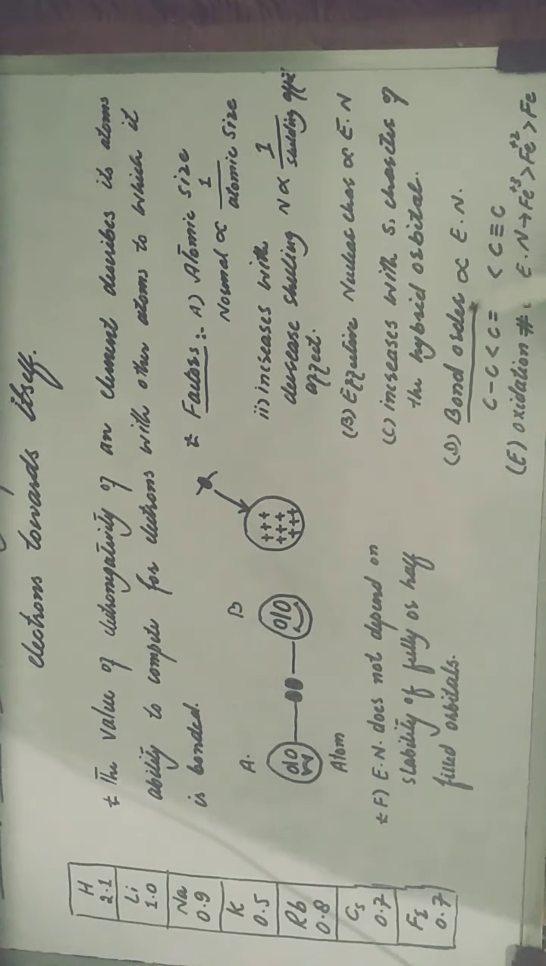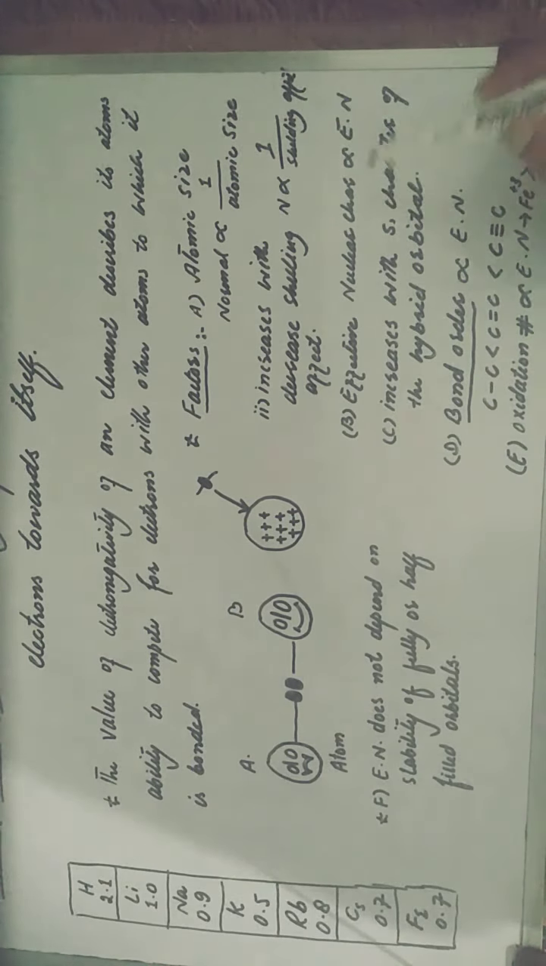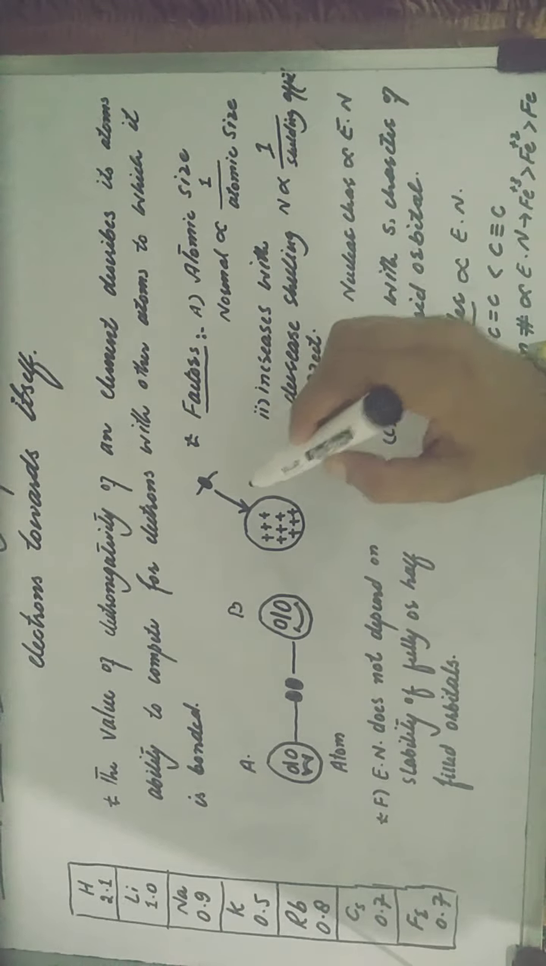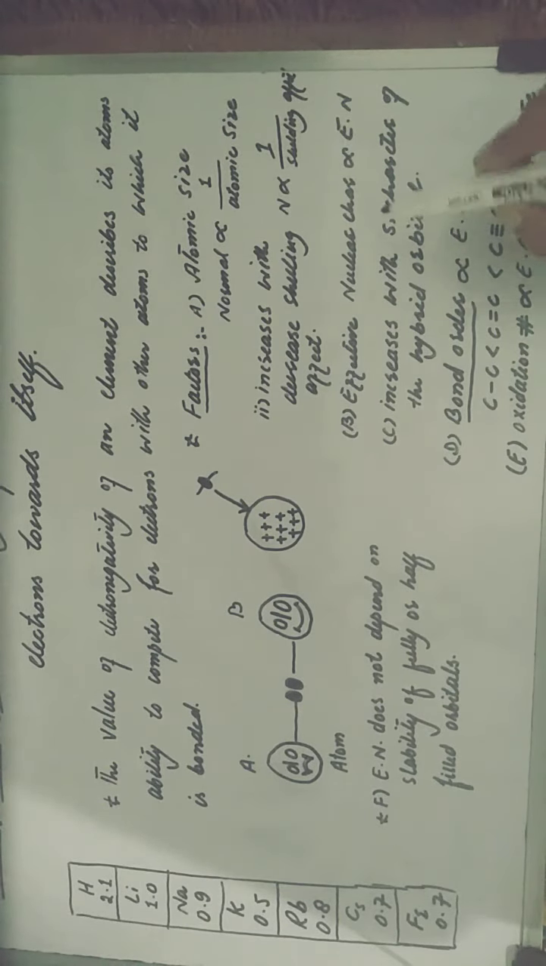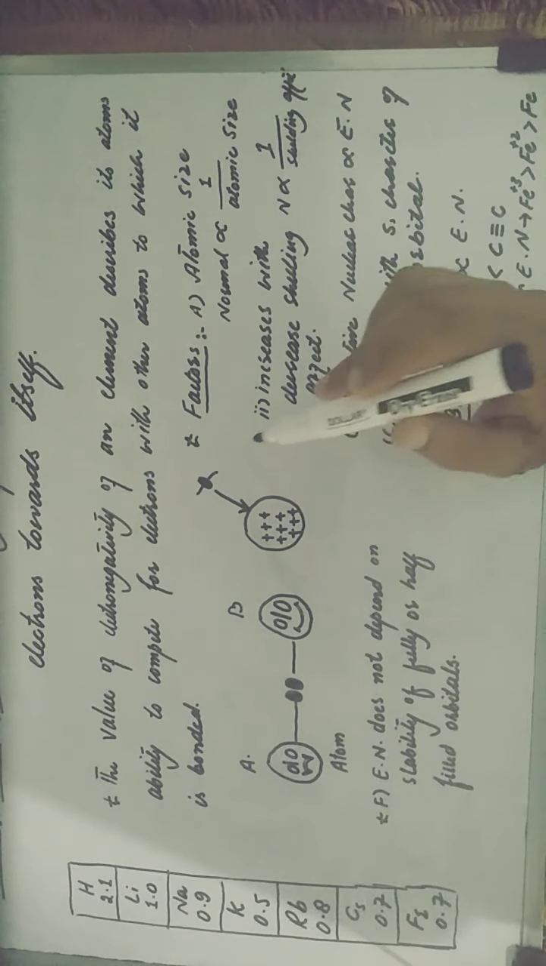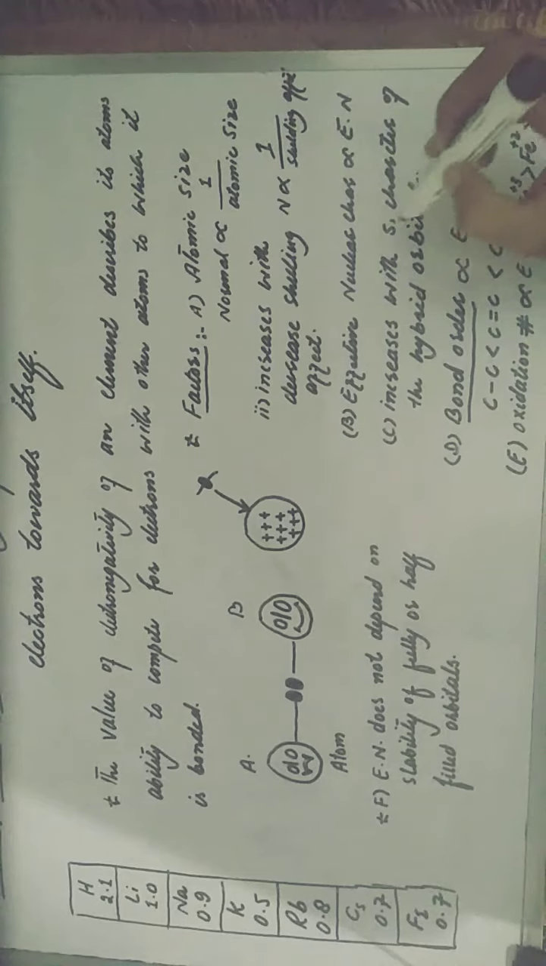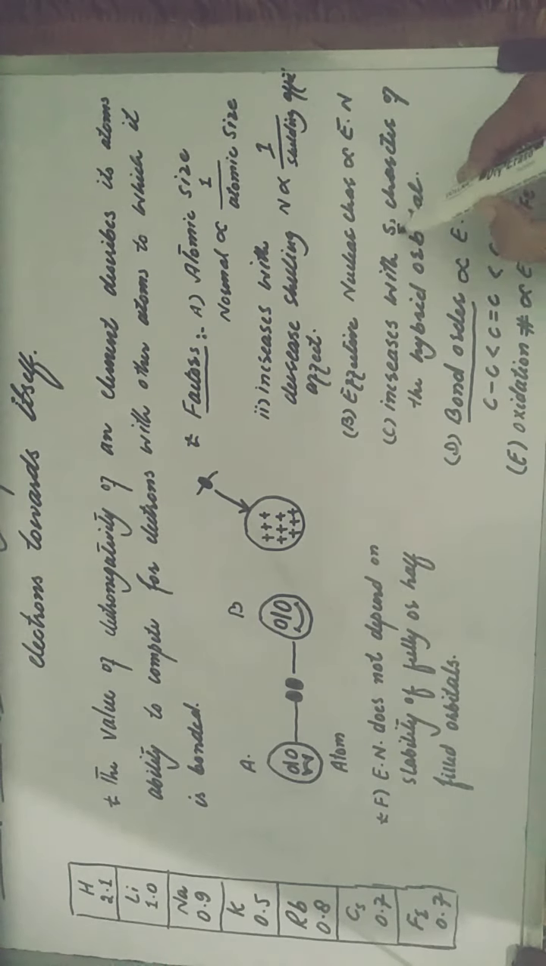Okay, now electronegativity increases with the s character of the hybrid orbital. This is similar to the nuclear charge: if atoms are bonded, the s orbital is closest to the nucleus, then p, then d, then f. So if the s shell is involved in the bond formation, then electronegativity will be higher, or the electrons will feel much more force from the nucleus.